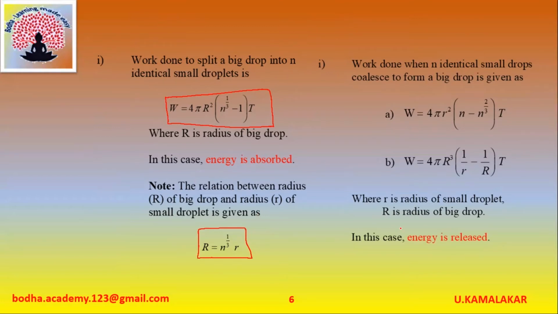Next one. Work done when n identical small droplets collide to form a big drop is given as W equals 4 pi R square times (n minus n to the power of 2 by 3) times T. This equation can also be expressed as W equals 4 pi r cube times (1 by small r minus 1 by capital R) times T, where small r is the radius of the small droplet and capital R is the radius of the big drop. When n identical small drops collide to form a big drop, then energy is released.